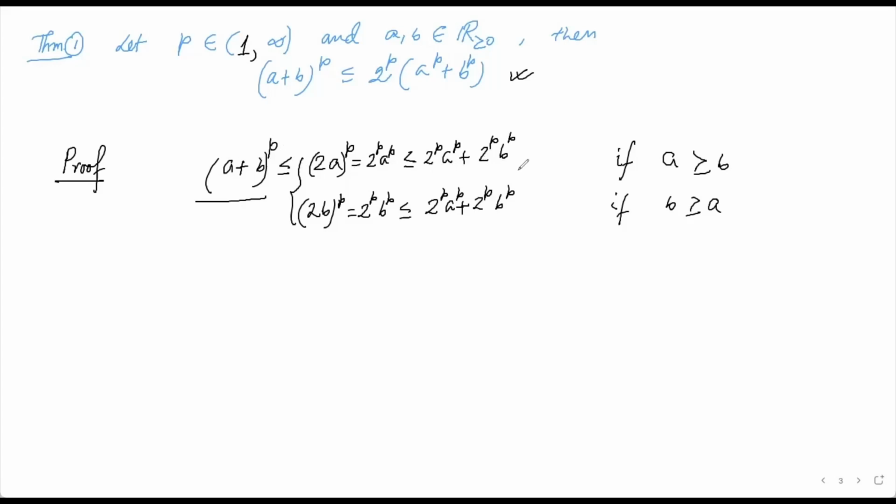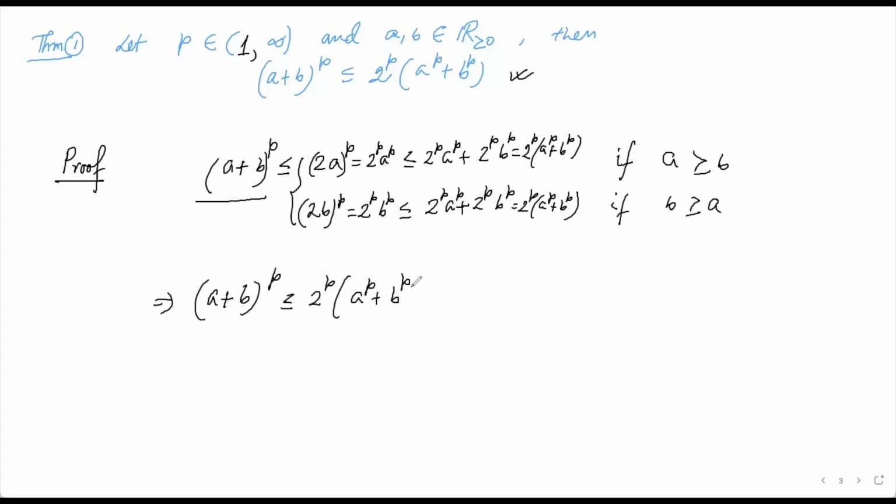This implies (a plus b) whole power p is less than or equal to, taking 2^p in common, 2^p times (a^p plus b^p). And here also this is equal to 2^p times (a^p plus b^p). So what we have is less than or equal to 2^p times (a^p plus b^p). So this is the proof of this inequality.